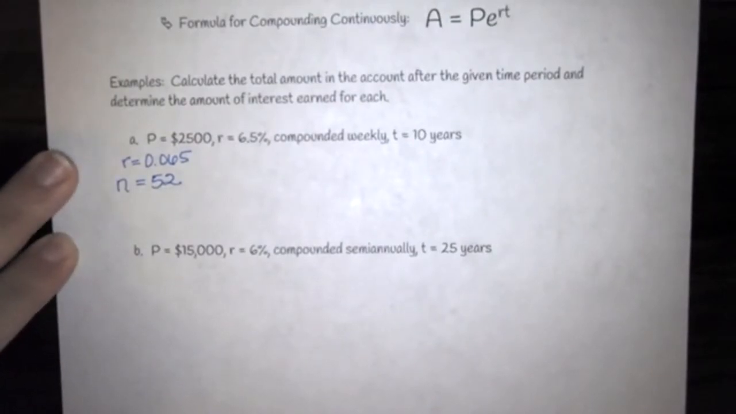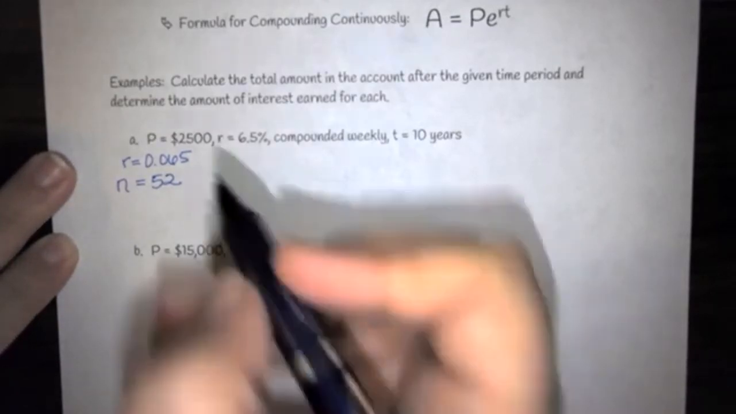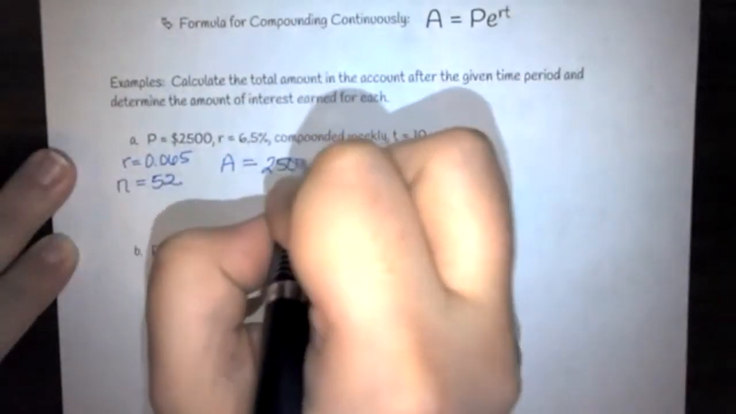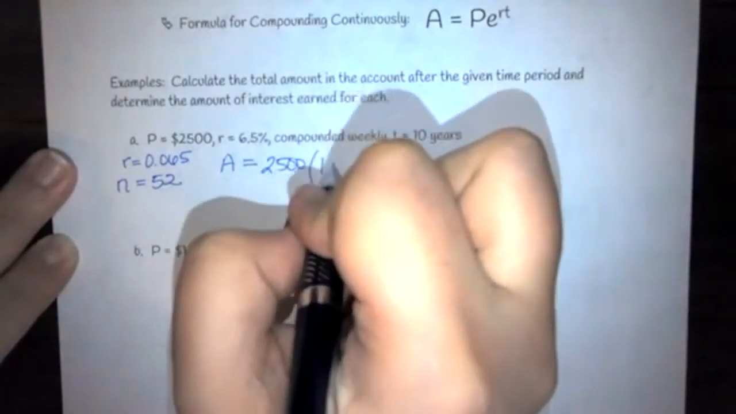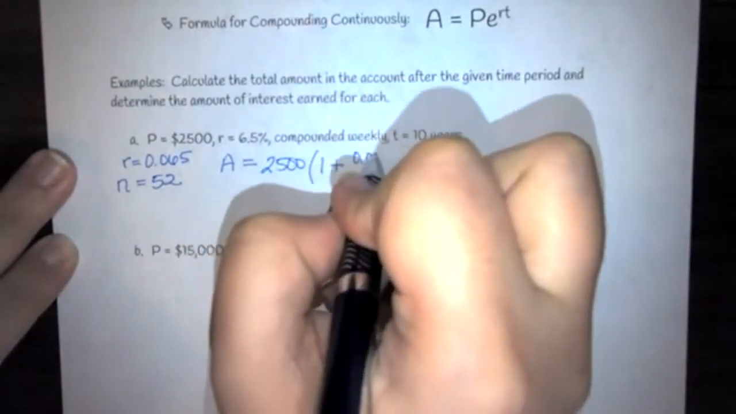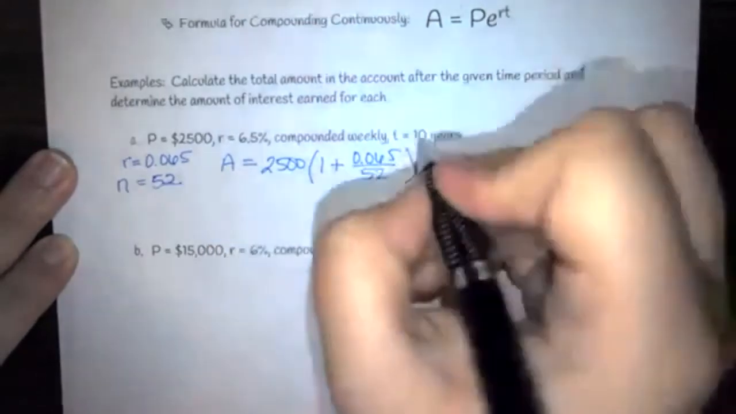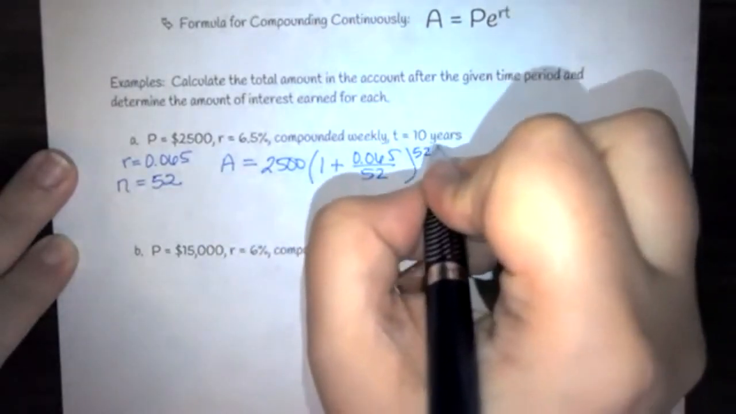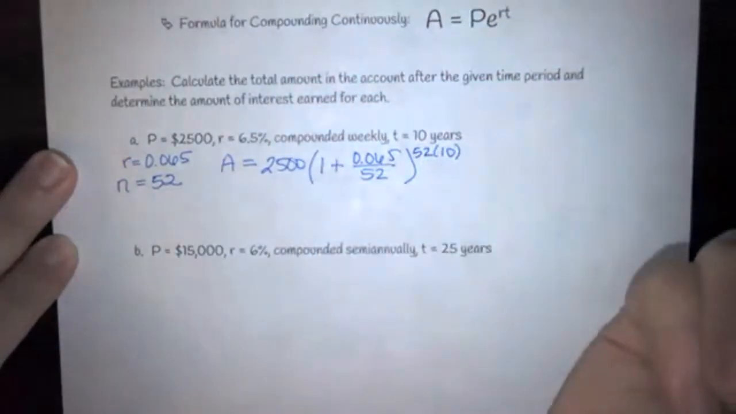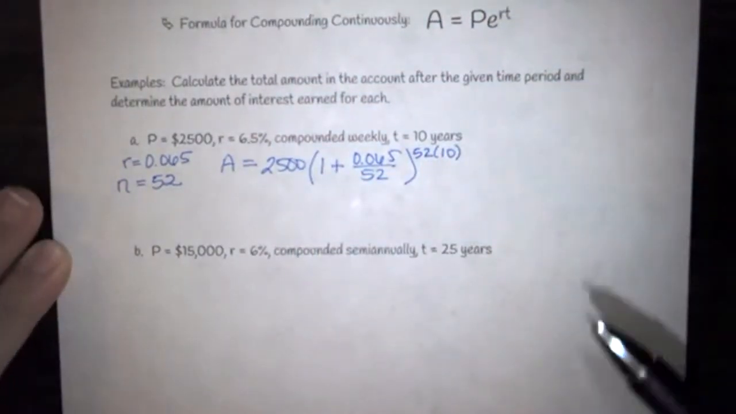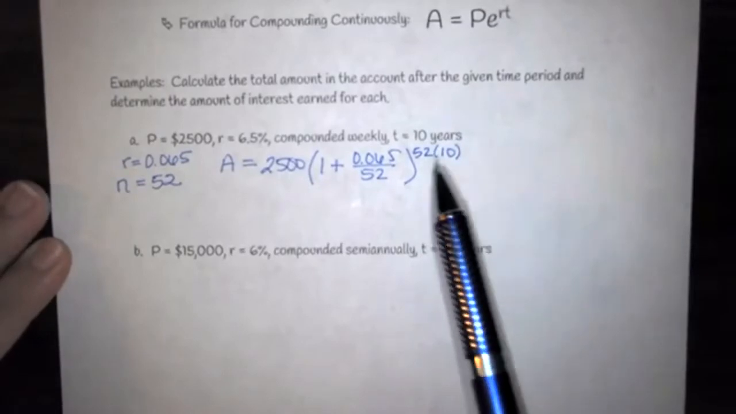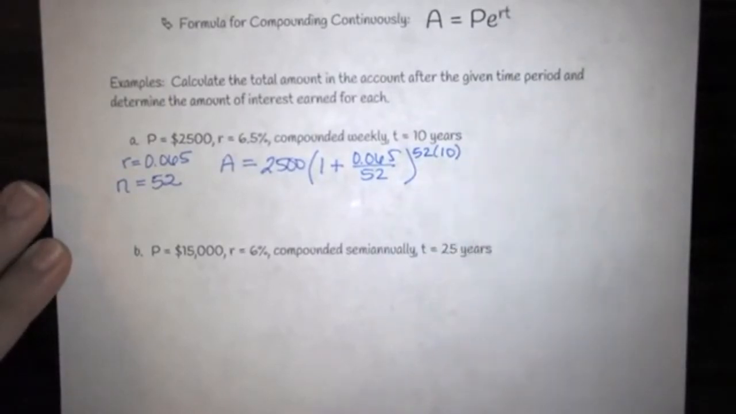So now we have to set up my value. So first, A is equal to P, so 2,500 times 1 plus 0.065 divided by 52, raised to the 52 times 10. Here's how you want to do it in your calculator.